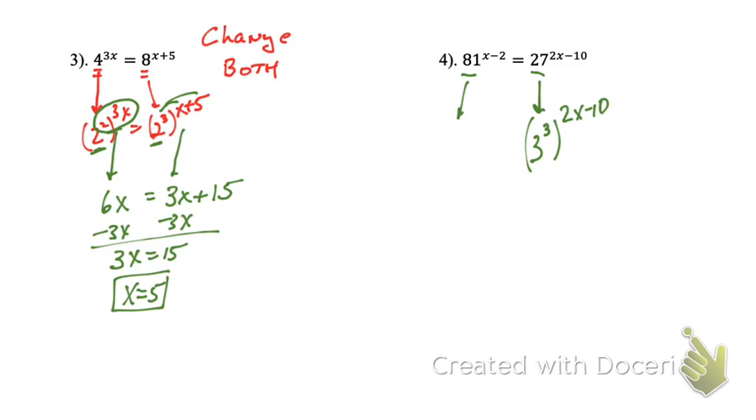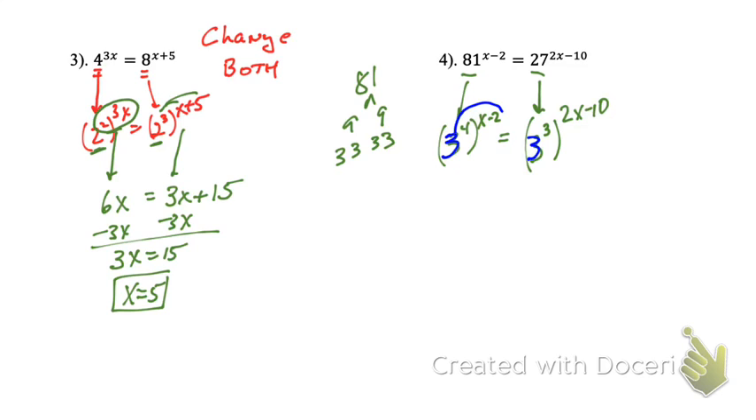Does that work? Well, we can change 81. Can we change it into a 3? Well, 81 is 9 times 9, and each of those 9s is a 3 times a 3. So 81 is 3 to the 4th. And we have done what we needed to do. We got both of these to be 3s.